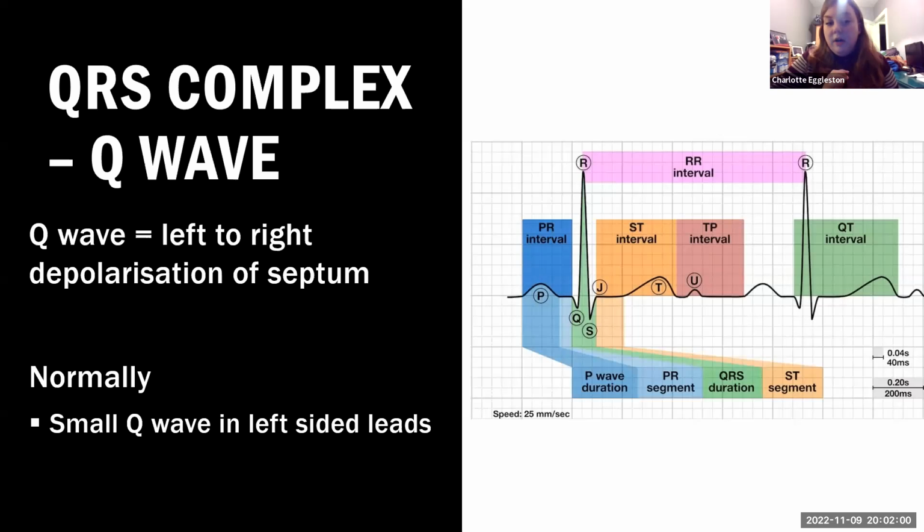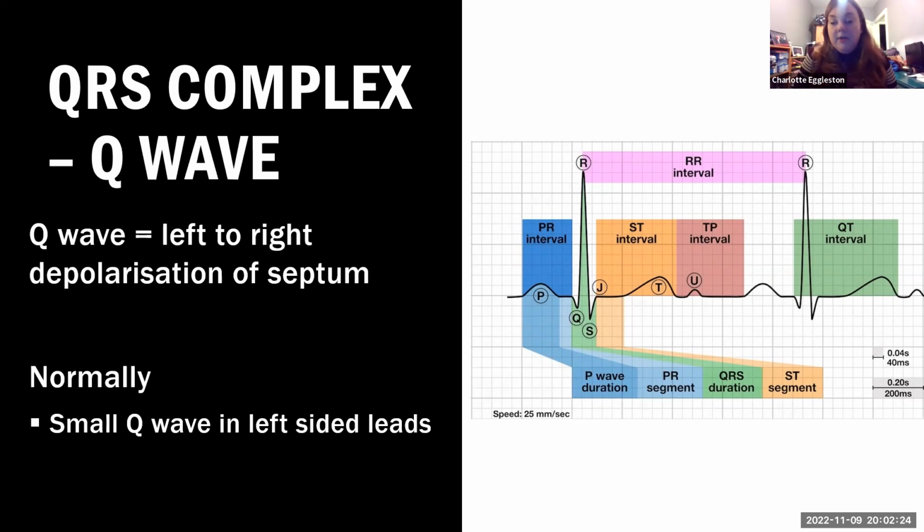So as I said, we've done our name and date. I'm going to keep going over this because hopefully then we can apply this tomorrow. We've done our name and date, our calibration, our rate, rhythm, axis, our P waves: are they there, are they normal looking, are they all followed by a QRS, and our PR interval, and that's where we've got to now.